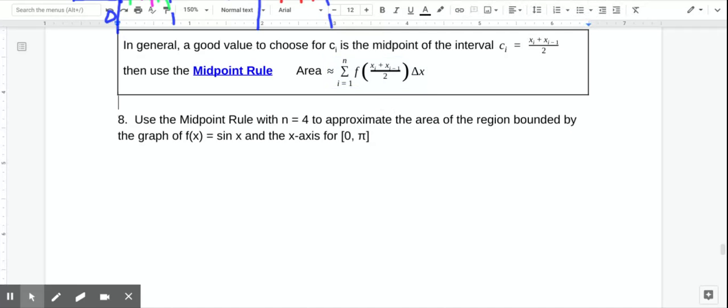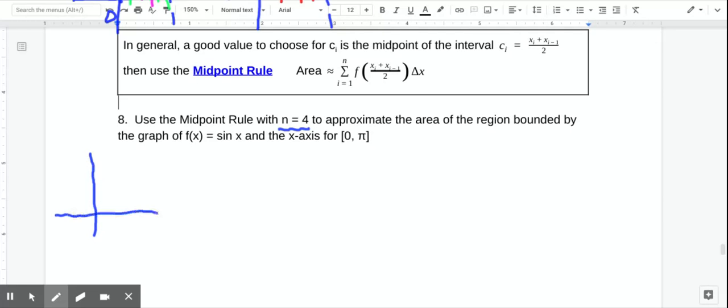Now, we use the midpoint rule not when we're doing the limit. We don't want an infinite number. This is for when it's a defined number, so 4 rectangles or 8 rectangles or something like that. So let me show you what this is going to look like for number 8 here. We want to use the midpoint rule with n equals 4 to approximate the area of the region under the graph of sine x, above the x-axis, from 0 to pi. So that's what I was just saying, that this is a defined number of rectangles.